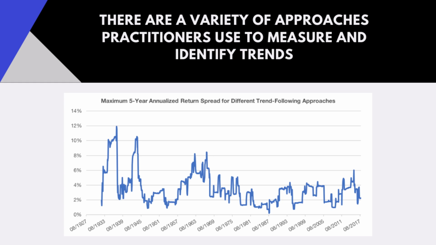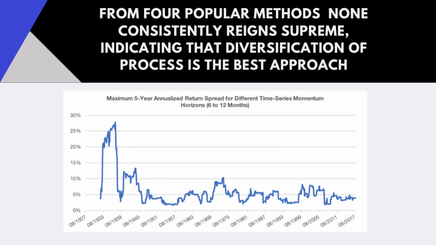There are a variety of approaches practitioners use to measure and identify trends, and each comes with its own pros and cons. I have explored 4 popular methods and I have found that none consistently reigns supreme, indicating once again that diversification of process is likely a better approach. Similarly, when it comes to optimizing these models, I have found a range of look-back periods are successful in the long run but have varying performance in the short run.